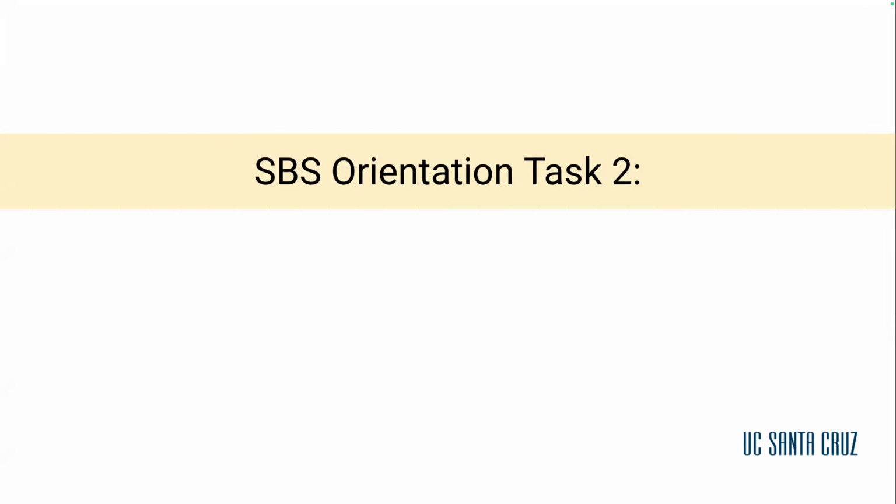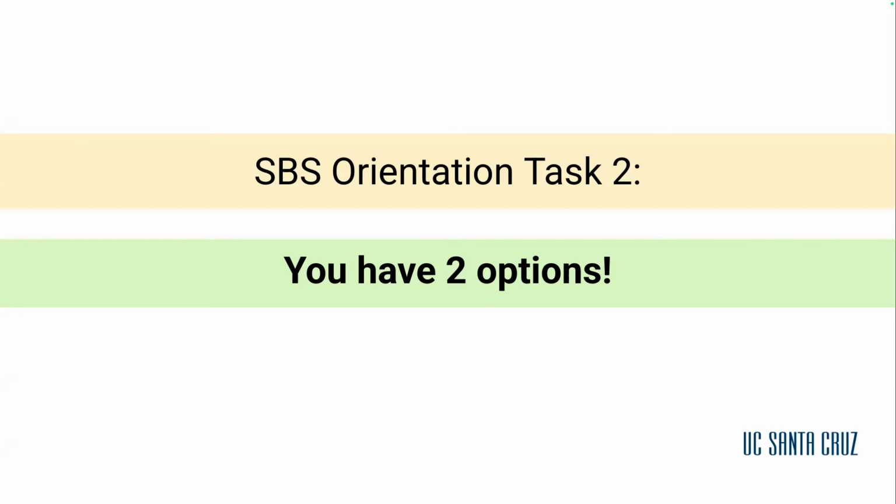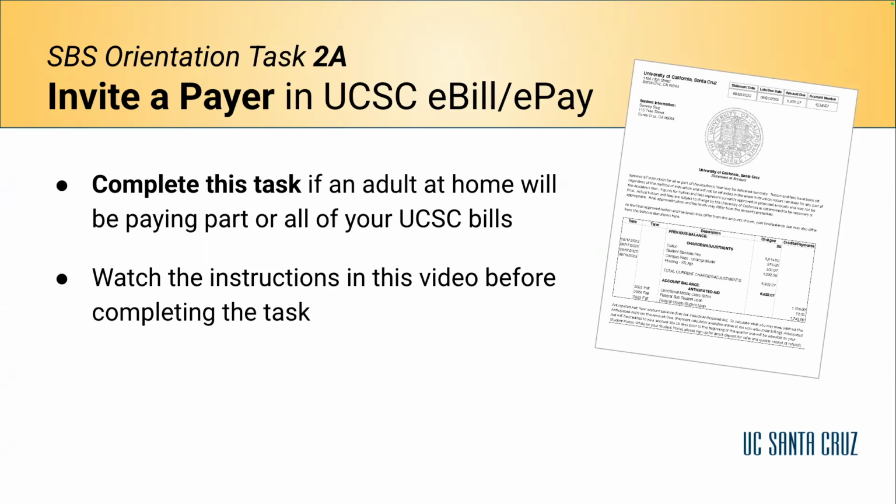And now it's time for your next task. Choose and complete either task 2A or 2B, and either one will get you an entry into the raffle prize drawing during the first few weeks of school. Task 2A, invite a payer in UCSC eBill ePay. This task is for those of you who have an adult at home that will be paying either part or all of your UCSC bills.